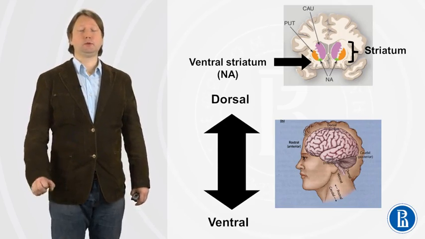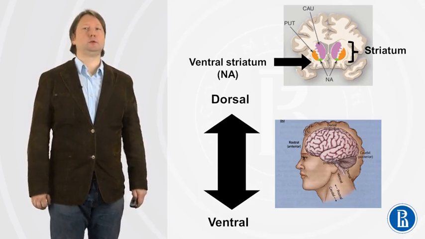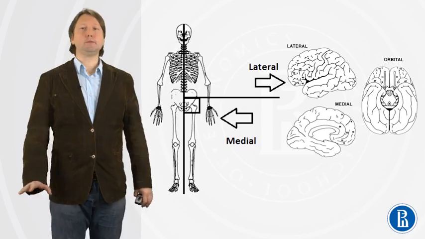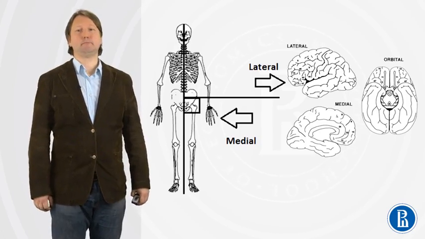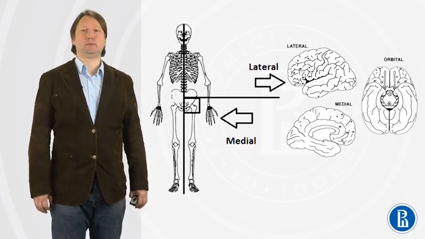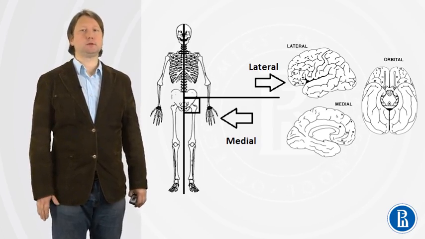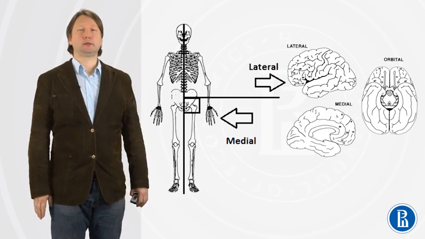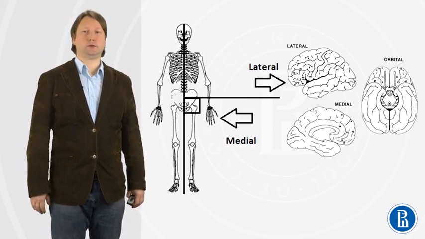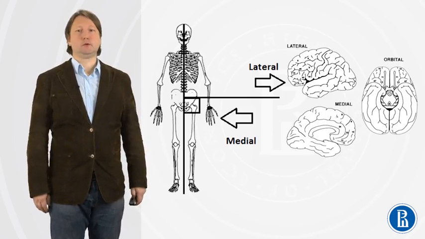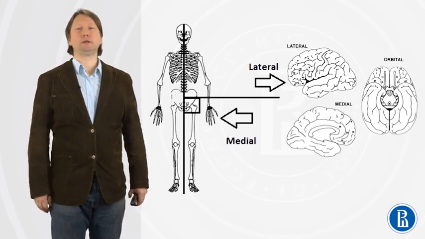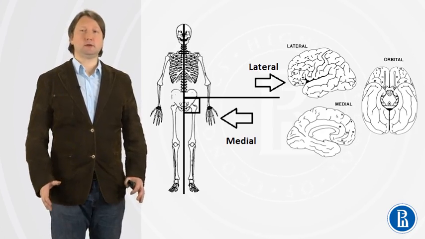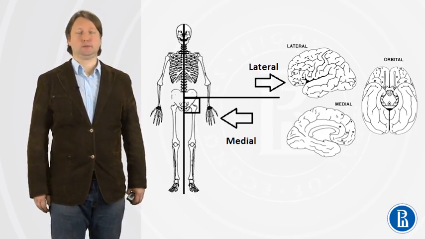So I will use these labels quite a lot during the course. Another important axis is the medial-lateral axis. Medial means closer to the central plane of the brain, and lateral means closer to the outer surface of the hemispheres. So, for example, medial cortex represents the inner surface of the hemispheres.